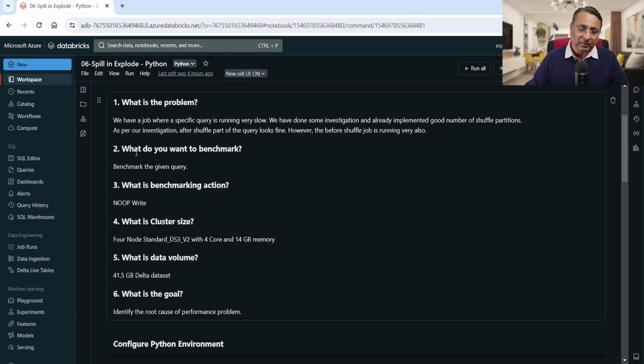So that's the objective. What do we want to benchmark? Benchmark the given query. So I took that query from the job and created this benchmarking notebook. And we will be using this notebook to understand what is going wrong. So what is the benchmarking action?